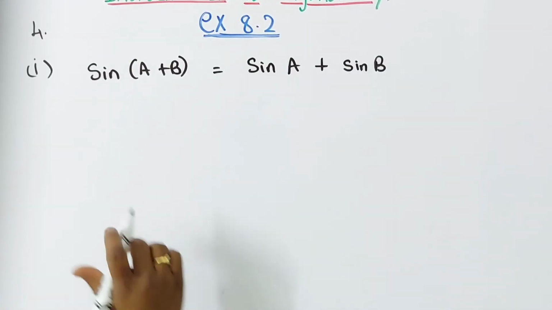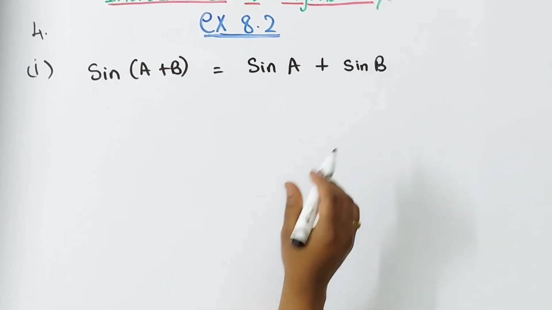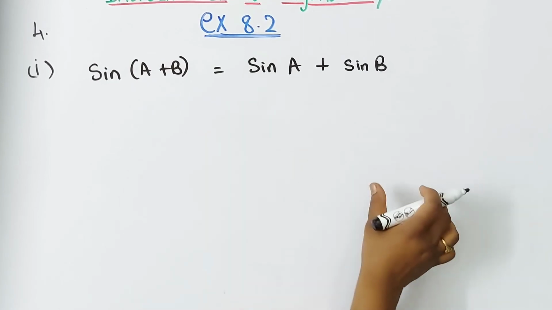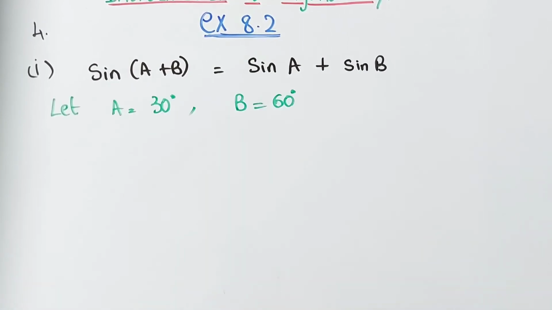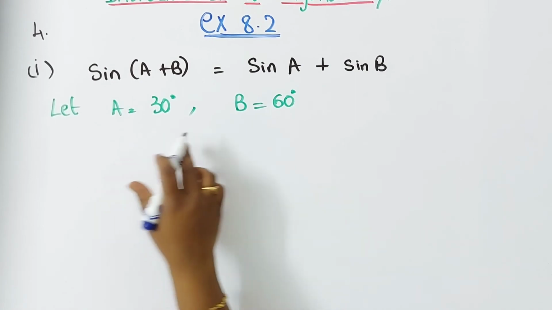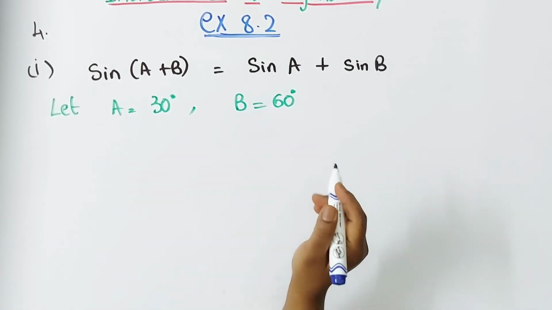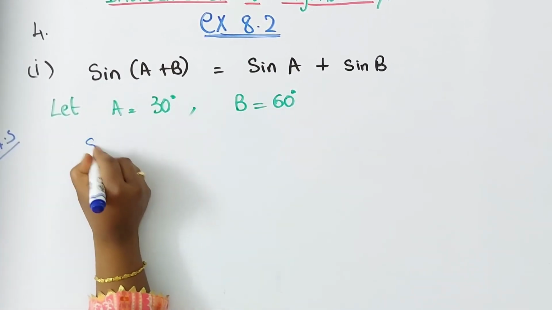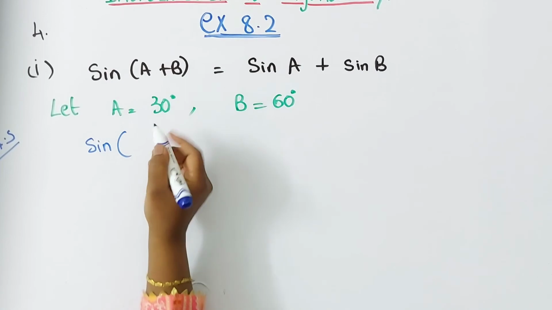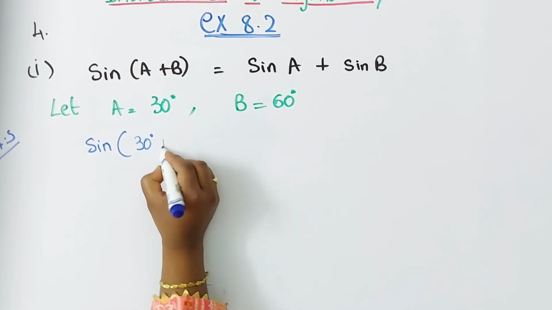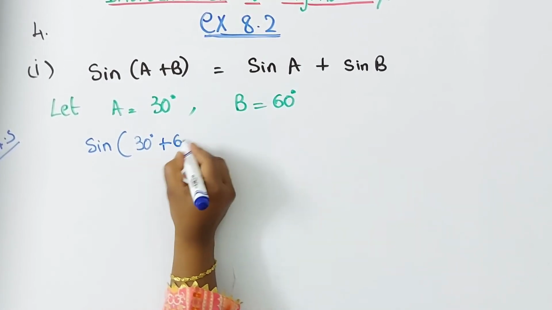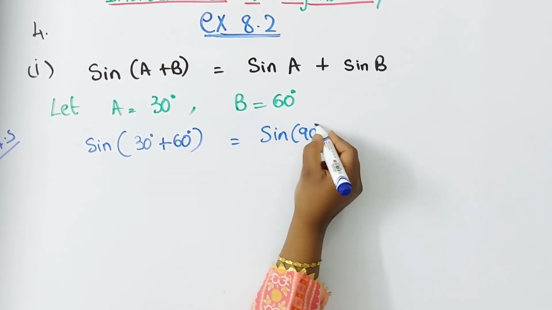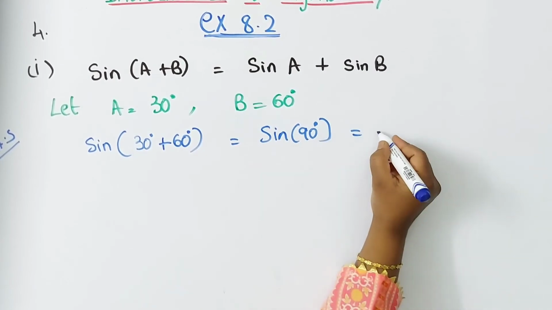Now fourth question, children. State whether the following are true or false. Justify your answer. First one, sine of a plus b equals sine a plus sine b. Let us check this one. Let's try with a equal to 30 degrees and b equal to 60 degrees, children. First we'll check the LHS side. That means sine of a plus b. That means a is 30 plus b is 60. Right? This is equal to sine of 30 plus 60, which is 90 degrees, children. What is sine 90? It is 1.